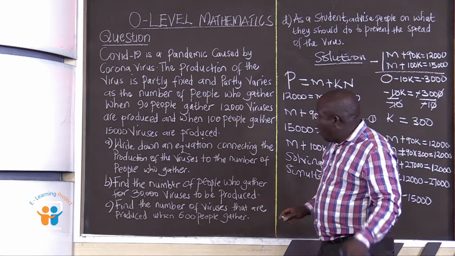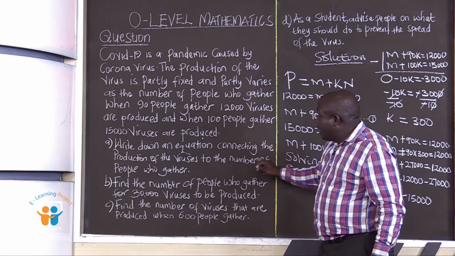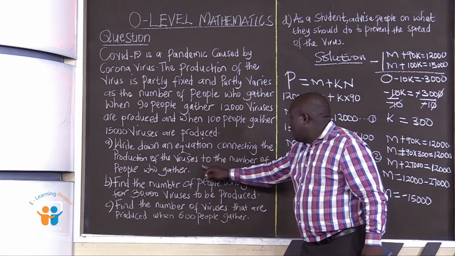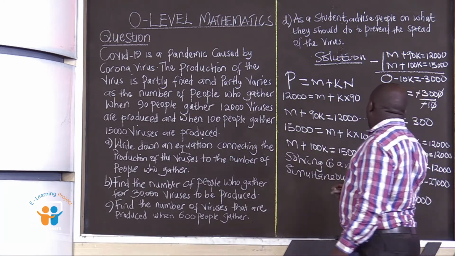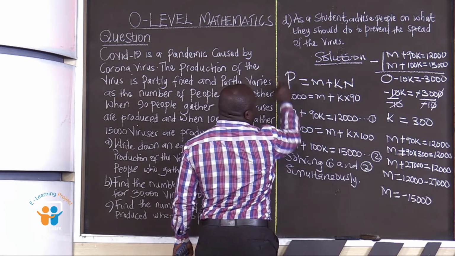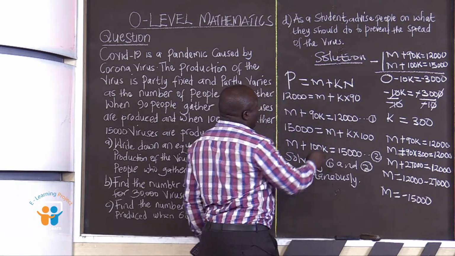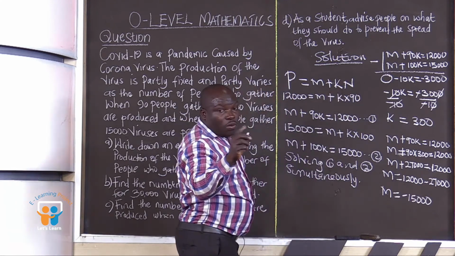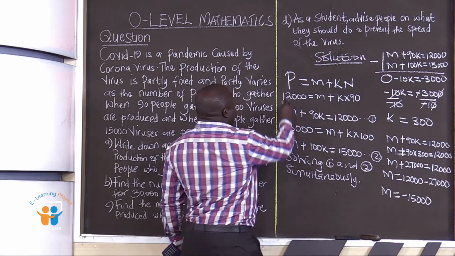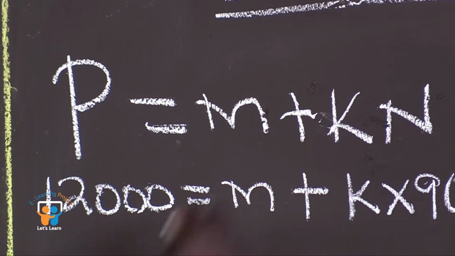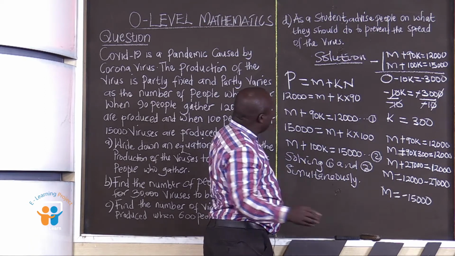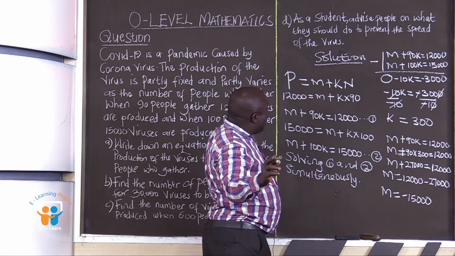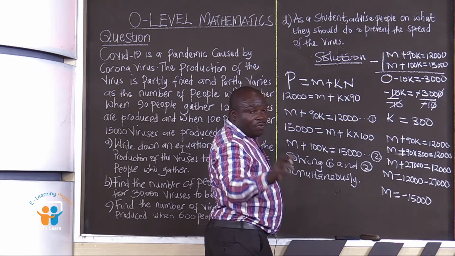We are looking for an equation connecting the production of the virus to the number of people who gather. Remember, the production of the virus is the capital P. The number of people is the capital N. Meaning our equation must only have capital P and capital N. The M and the K should not be in our answer. Remember, we have got the value of M as negative 15,000 and the value of K as 300.